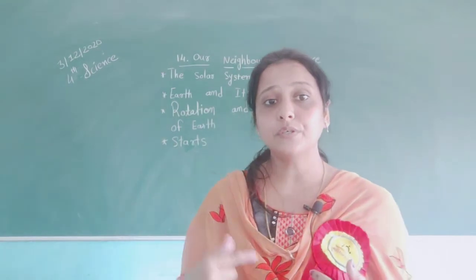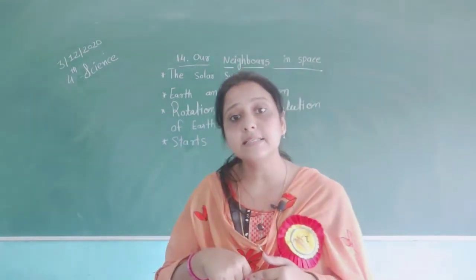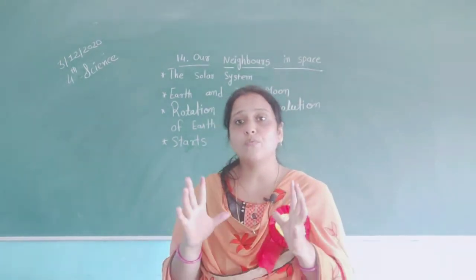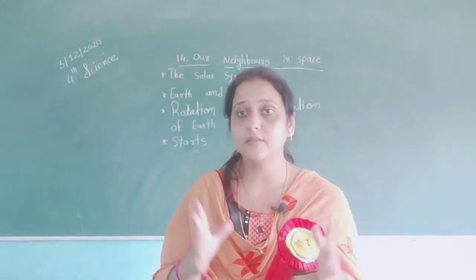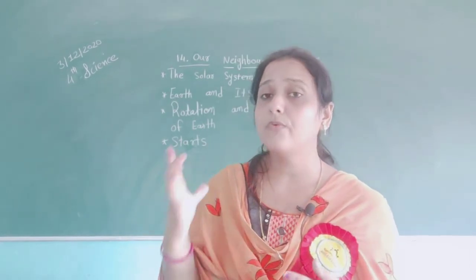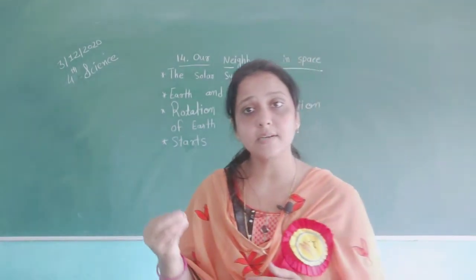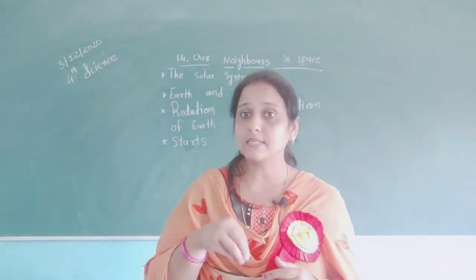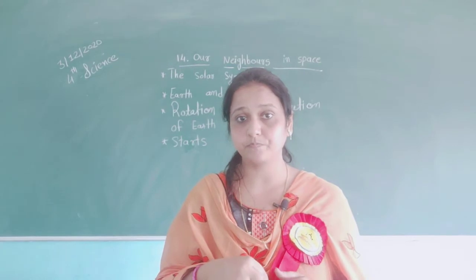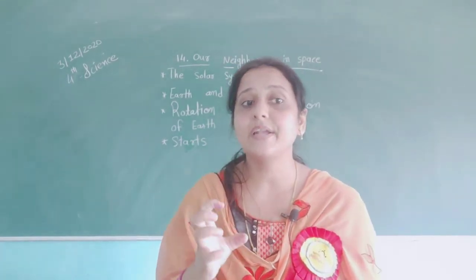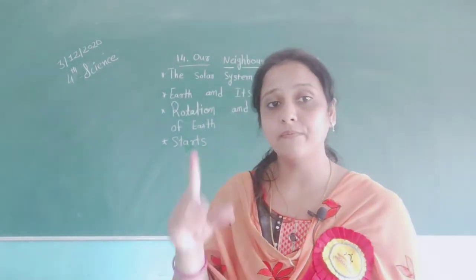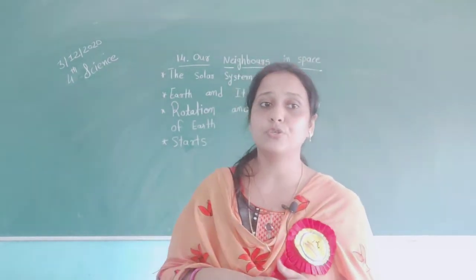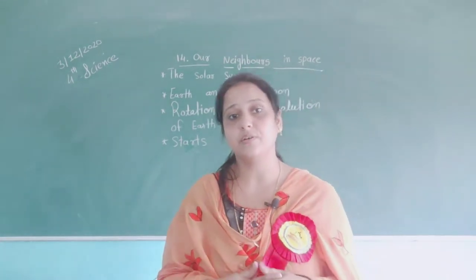The movement of the earth on its axis is called rotation. Rotation and revolution, both words are different from each other. The meanings of these words are different. First, the rotation. What is rotation? The earth moves on its own axis. It's called rotation. It takes 24 hours to complete one rotation.